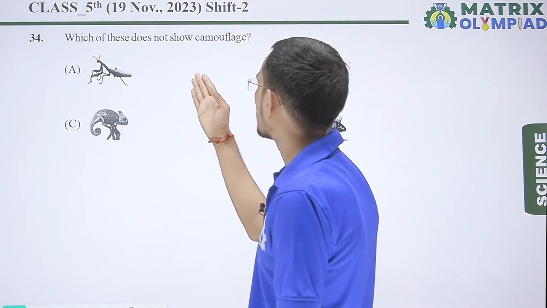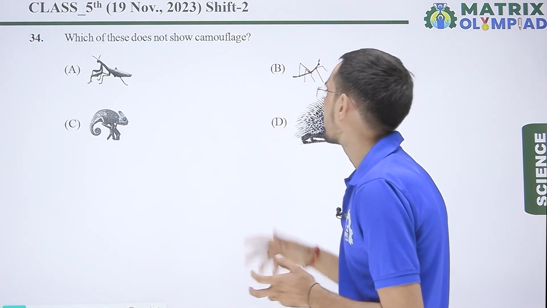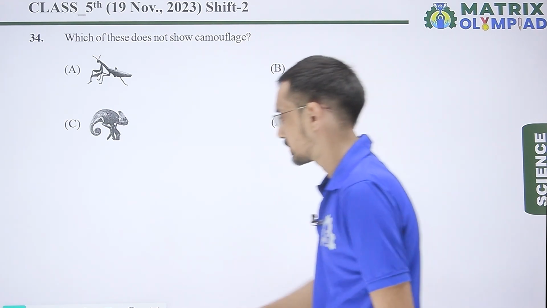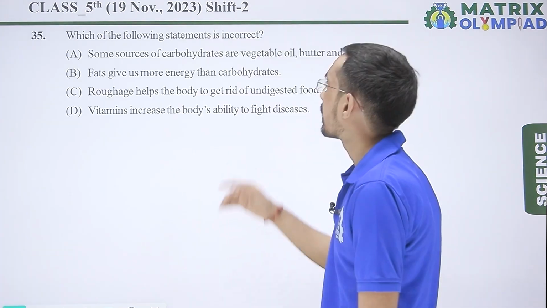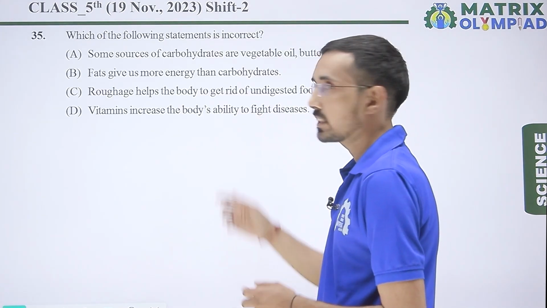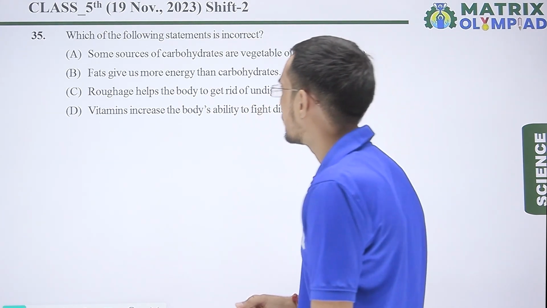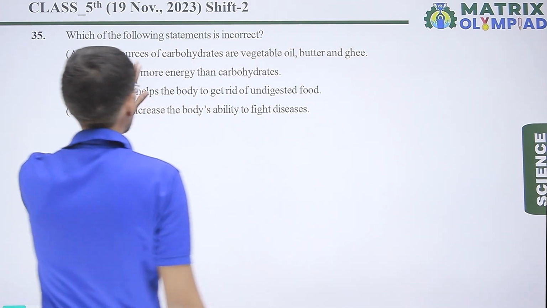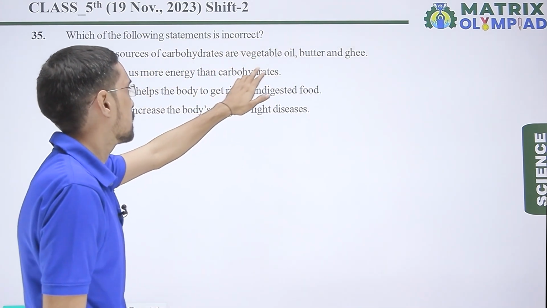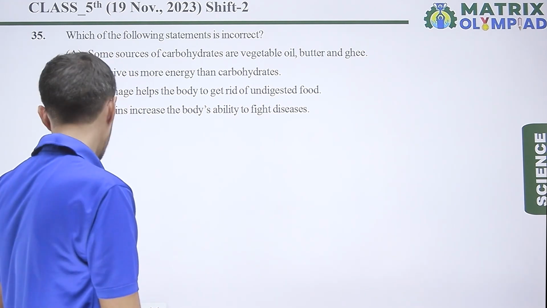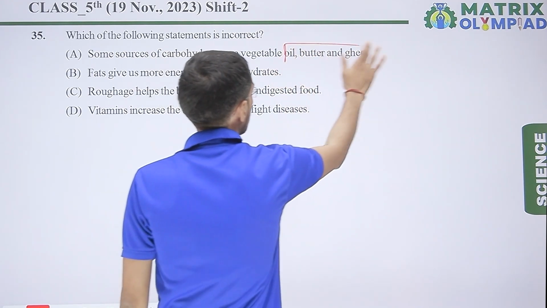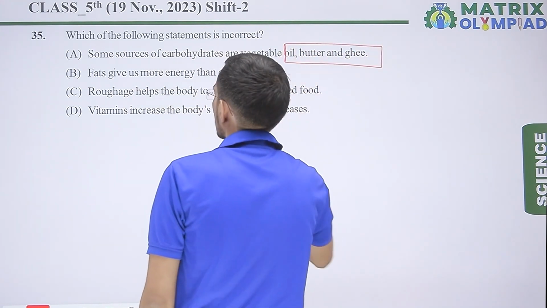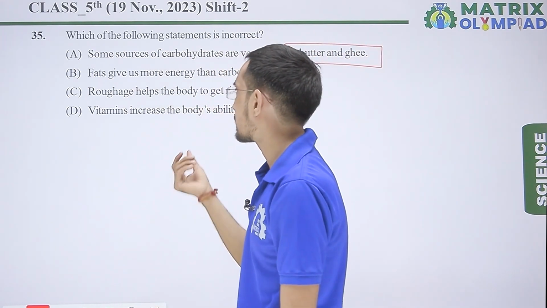Next one. Which of these does not show camouflage? So correct option will be option D. Next question. Which of the following statements is incorrect? We have to find out the incorrect statement. Some sources of carbohydrate are vegetables, oils, butter and ghee. Oil, butter and ghee are the source of fat. So this statement is incorrect.